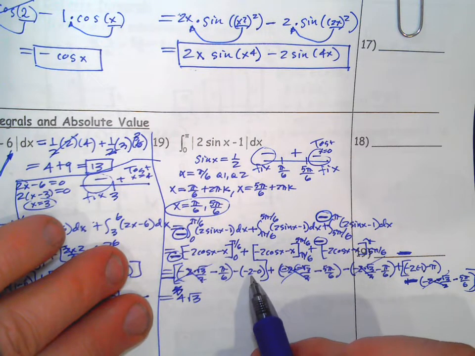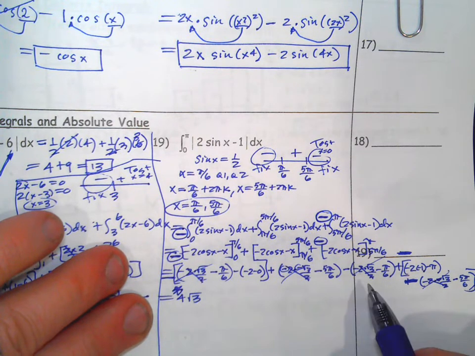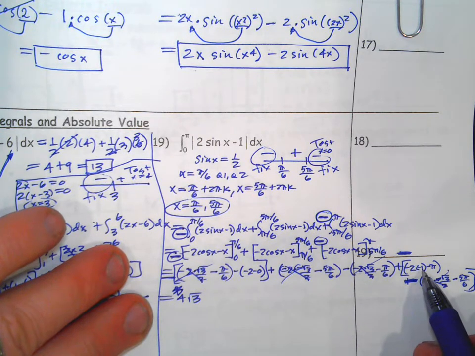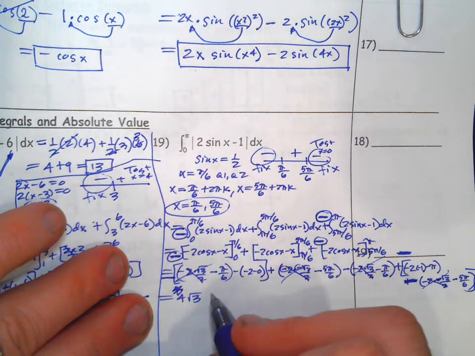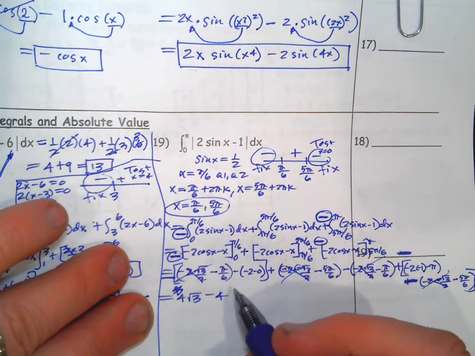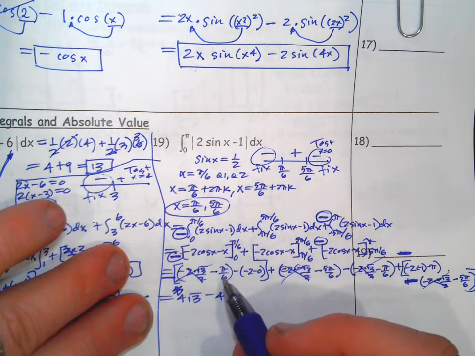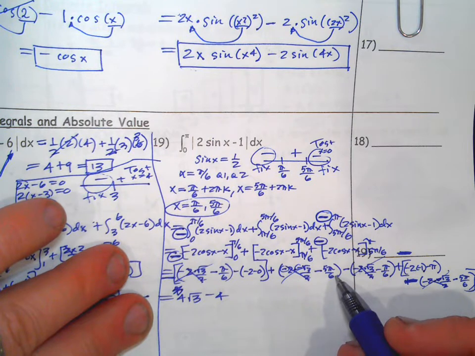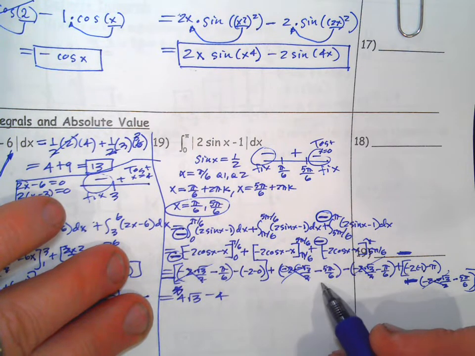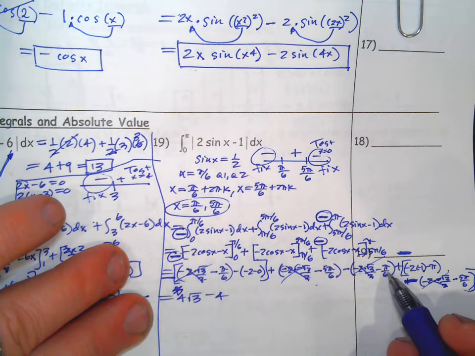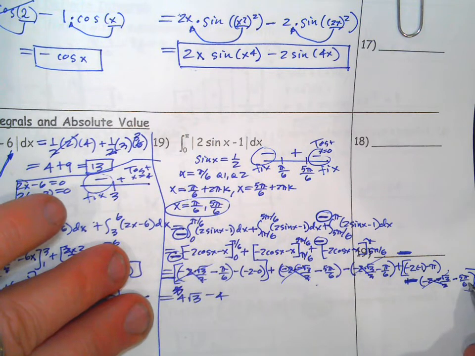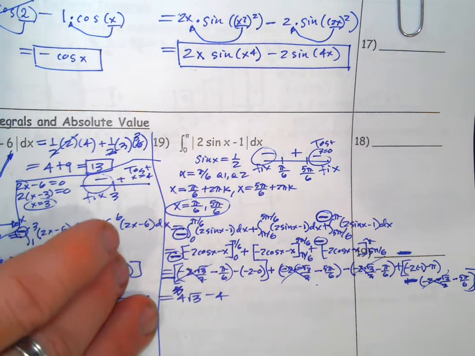We have this positive 2, but it's a negative 2. And then another negative 2 there. So that's negative 4. And then the pi over 6 stuff. We have a positive pi over 6, negative 5 pi. So that's negative 4 pi over 6. I don't know, I can't even keep track of all the stuff.